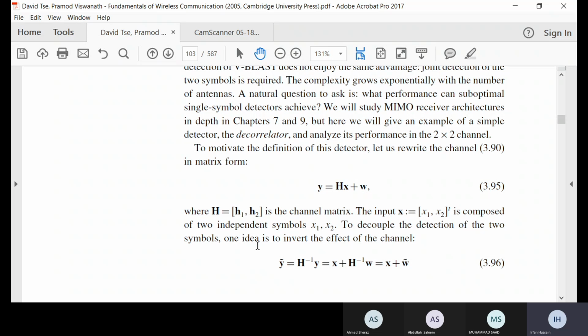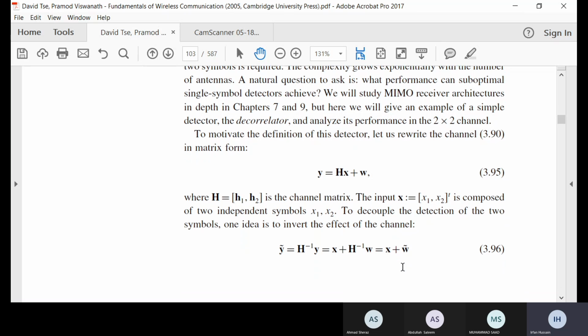So how can we detect? One thing is that you can apply an inverter. So the output is this. You just multiply throughout by H inverse. H inverse of Y: H inverse and H will cancel, and you will just get X. This will become H inverse of W, and you can call this W tilde.